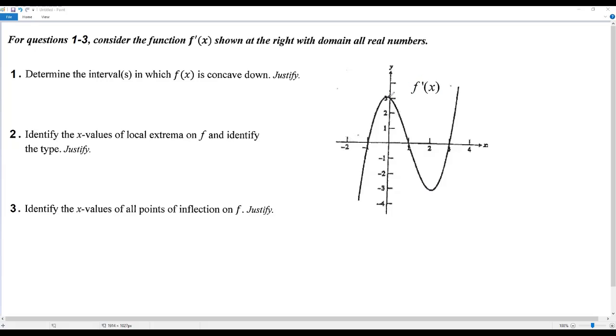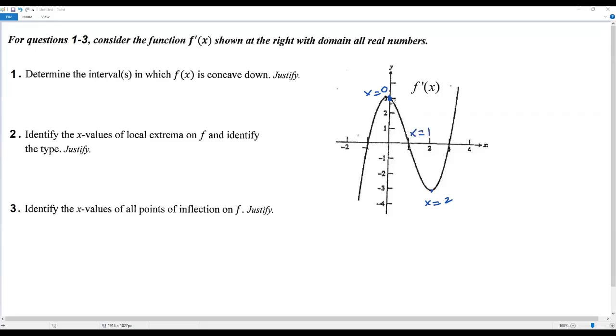Let's say this point is x equals 0 and here we have x equals 2, because this point corresponds to the value 2 on the x-axis. From x equals 0 to 2, the graph of f prime of x is decreasing when you look at the graph from left to right. Within this decreasing interval, consider another value, x equals 1.